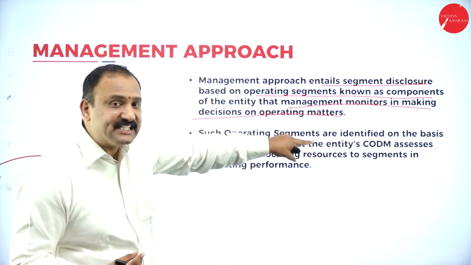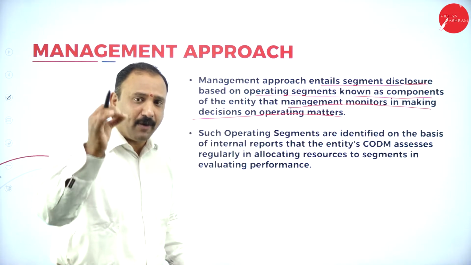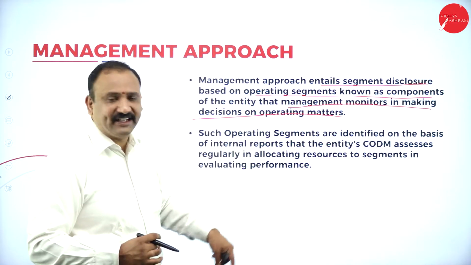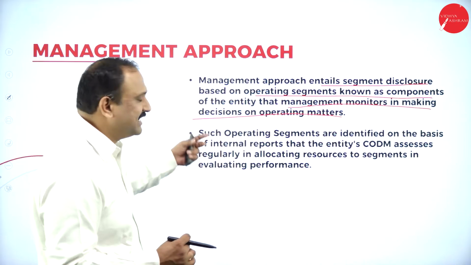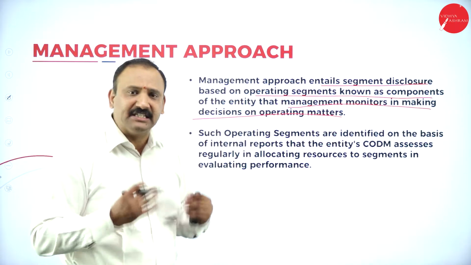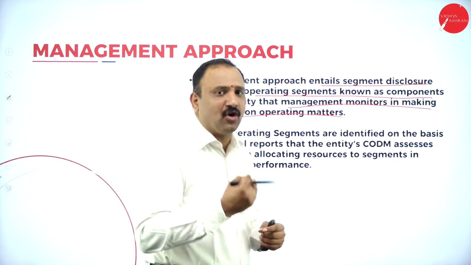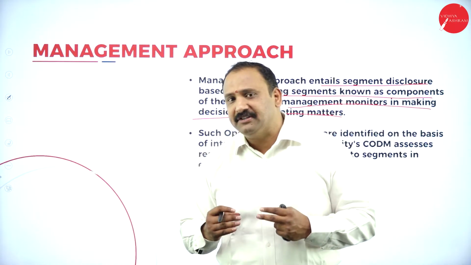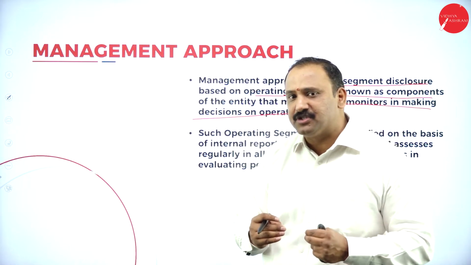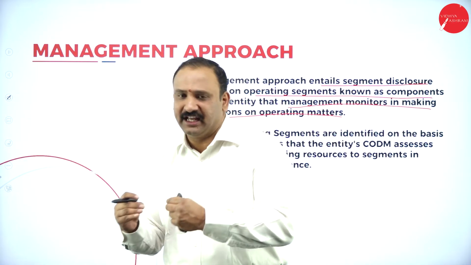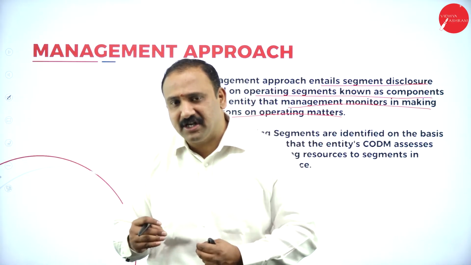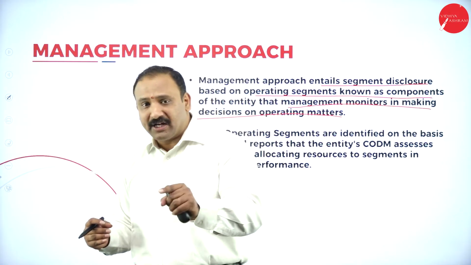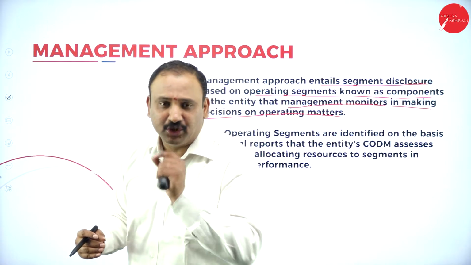The entity's CODM, Chief Operating Decision Maker, assesses regularly in allocating resources to the segments and evaluating performances. Now, for example, let us take an automobile company like Mahindra and Mahindra. Mahindra and Mahindra is a leader when it comes to farm and tractor equipments. Mahindra and Mahindra is doing very good in that operating segment compared to that of Mahindra and Mahindra in two-wheelers.